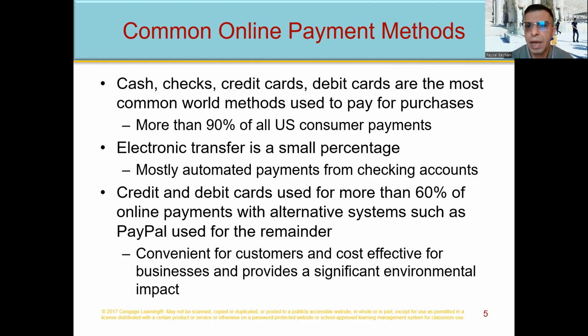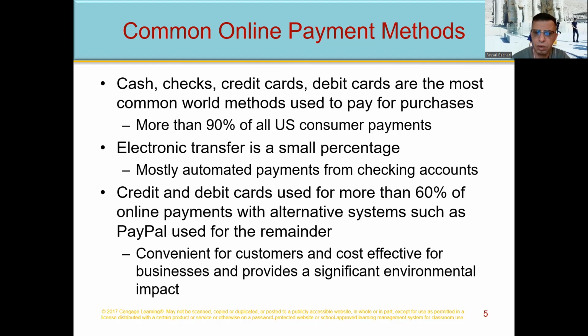The common payment methods are, as you know, cash, checks, credit cards, and debit cards. Cash is not online, but cash, checks, credit cards, and debit cards are the most common payment methods used to pay for purchases, and more than 90% of all US consumer payments are done through these. Electronic transfer is a small percentage of that, mostly automated payments from checking accounts. So you do electronic transfer through the checking account.